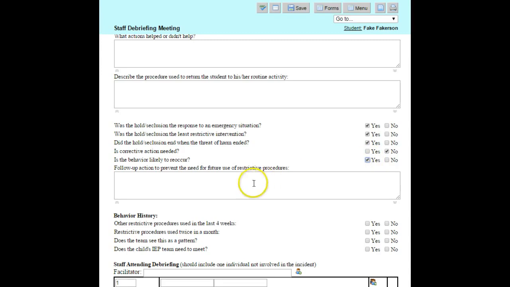Following this series of questions, you'll need to indicate what follow-up action is being taken to prevent the need for future use of restrictive procedures. This may include training more staff on de-escalation techniques, modifying the student support plan, or creating a support plan if one is not in place. It may include modification of the environment to prevent the trigger from occurring. Whatever staff are doing to preventatively avoid using holds on the student should be recorded here.